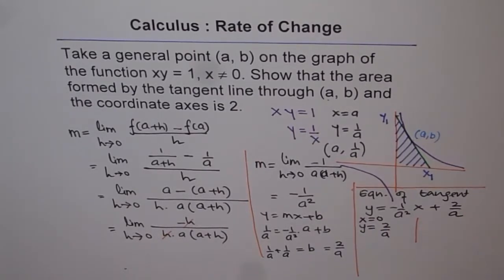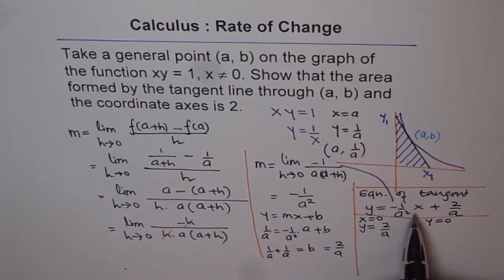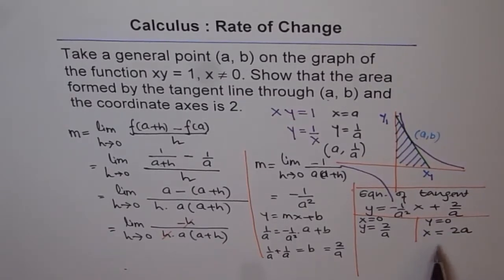Now, to find the x-intercept, I have to put y equals 0, right? If I put y equals 0, this term can be moved to the left side. And what do I get? I get x equals 2a, correct? So x equals 2a for y equals 0. So these are my y-intercept and x-intercept.